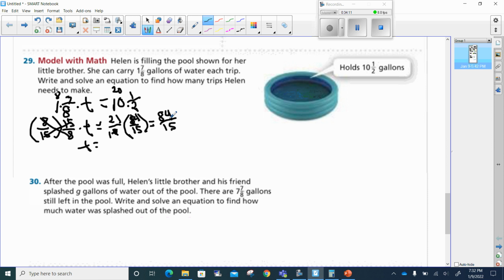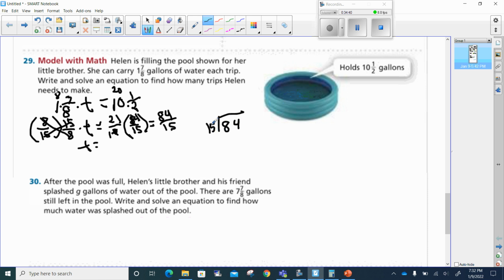And now we can say that we know this is a division problem. 84 divided by 15. Let's look at the question carefully. It's saying, write and solve an equation to find how many trips Helen needs to make to fill this, right? She's filling the pool. So we need to get it to 10 1/2. How many trips will it take to get there? All right, so 15 will go into 84 how many times?